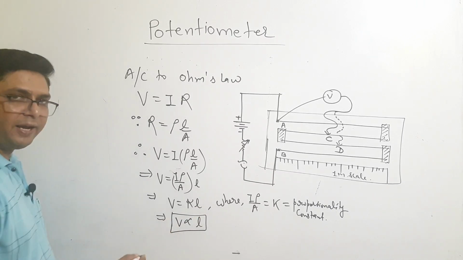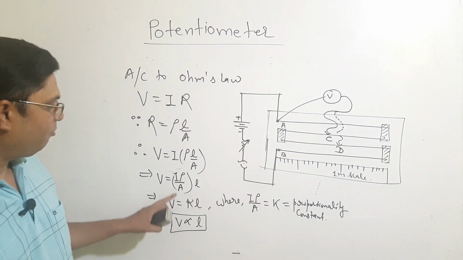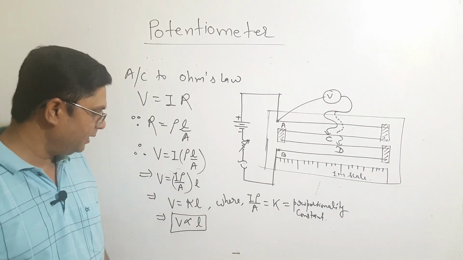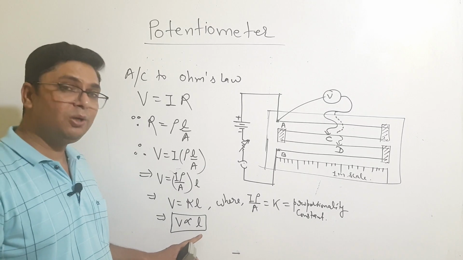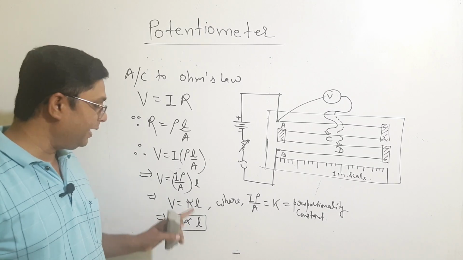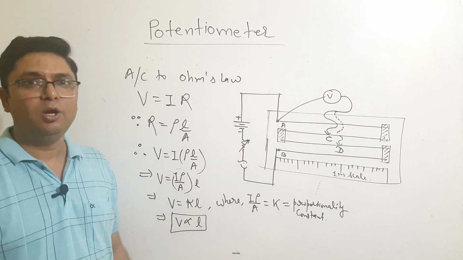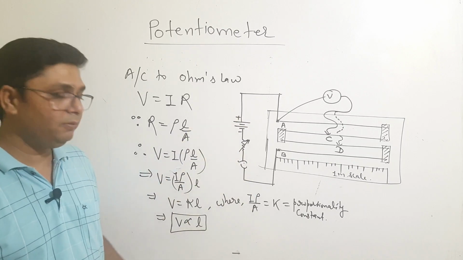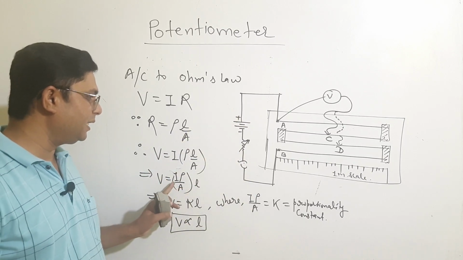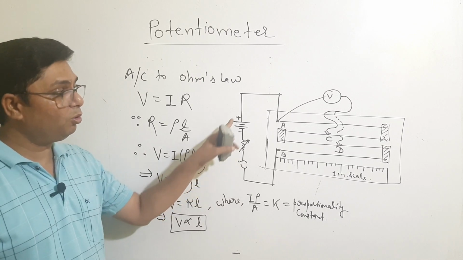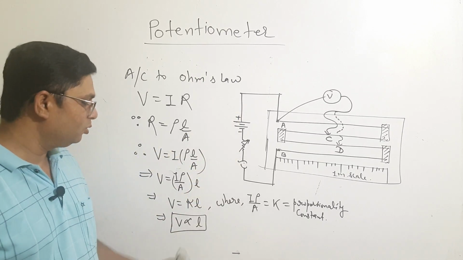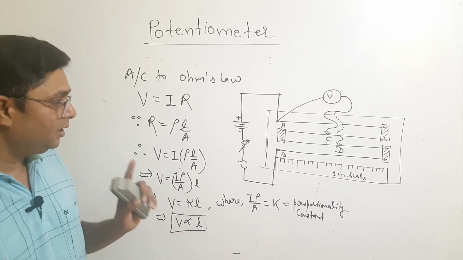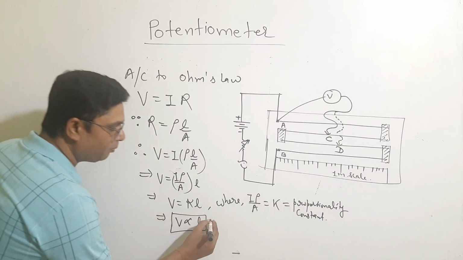So what have we found? When current, area and resistivity are constant, then voltage is proportional to the length of the wire. The area is constant because it is a uniform cross section wire. The resistivity is constant because the wire is made up of manganese. The current could change, but we have connected a rheostat to control it, so it is also constant. So all three parameters are constant, and V is proportional to L. This is said to be the principle of the potentiometer.